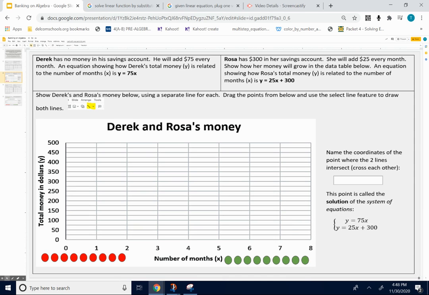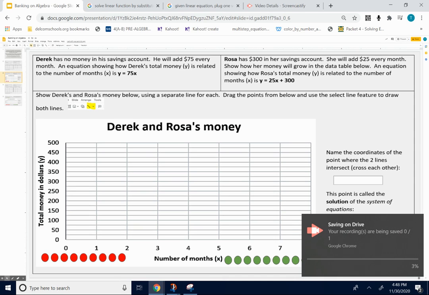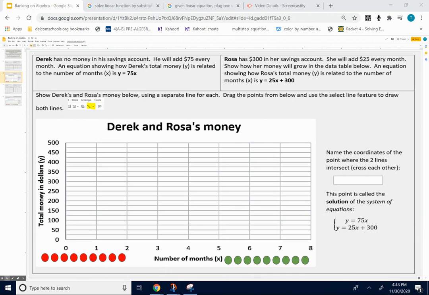Okay, we looked at the Derek and Rosa problem with the data table. Now I want to look at the same exact problem looking at a graph. Derek had no money, and then he had $75 every week. I'm sorry, every month. So his equation is y equals 75x. You could think of it as plus zero, the amount of money he started with.